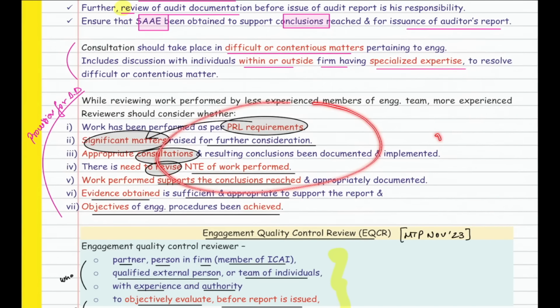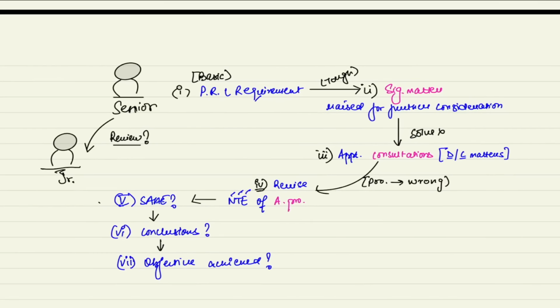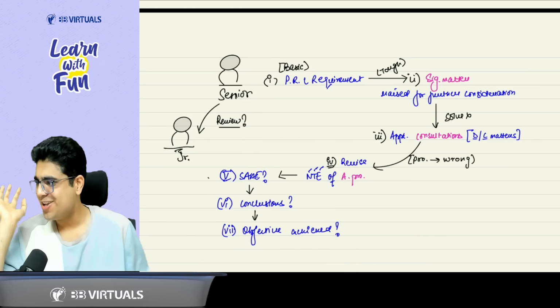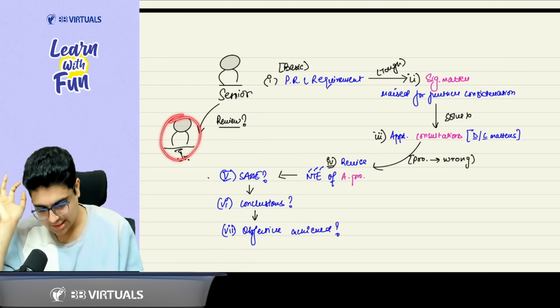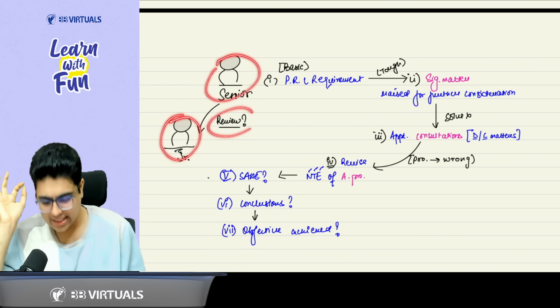Now, sir, there is one more topic. This topic is not there in your ICA study material. Okay? Still, for provision for doubtful debts, let's cover this topic. Now, sir, what does this topic say? Very, very easy topic. See what it says. Whenever there is a junior and there is a senior, senior will review the work.